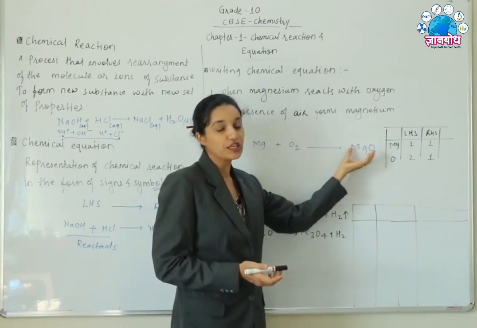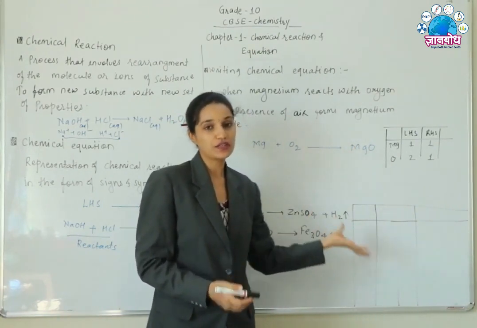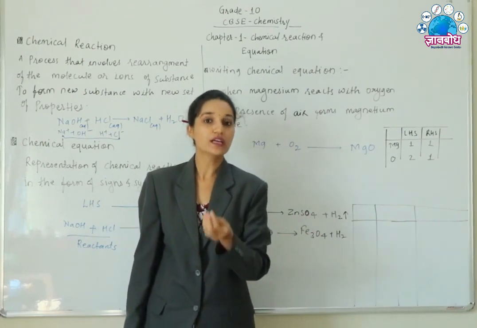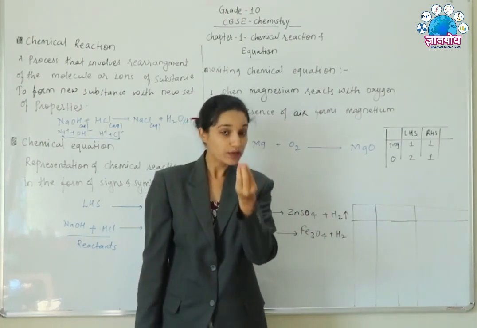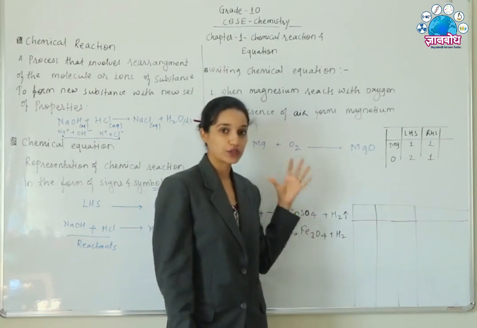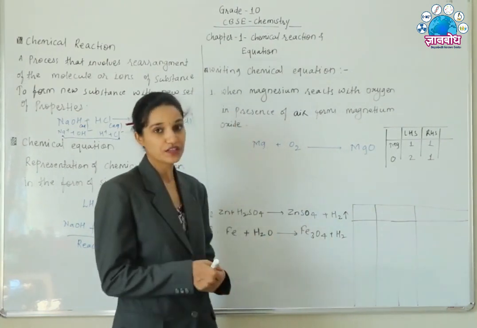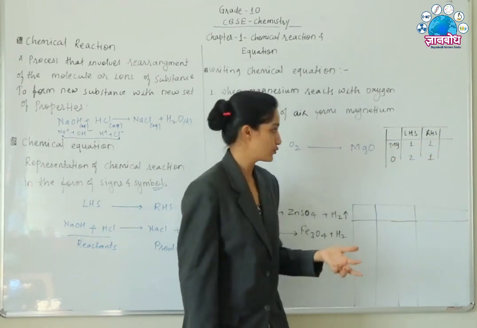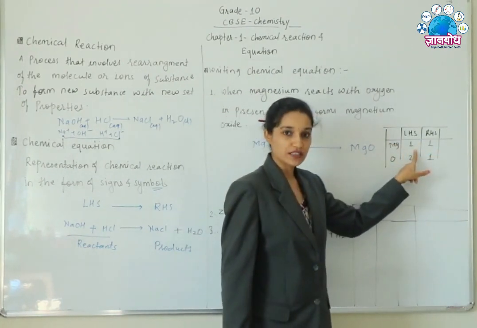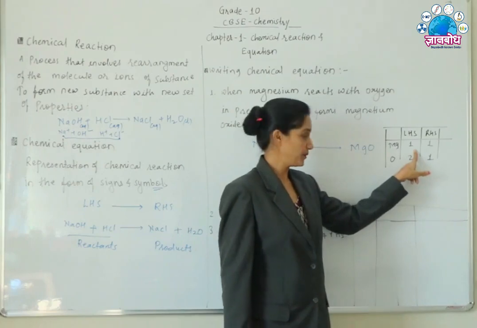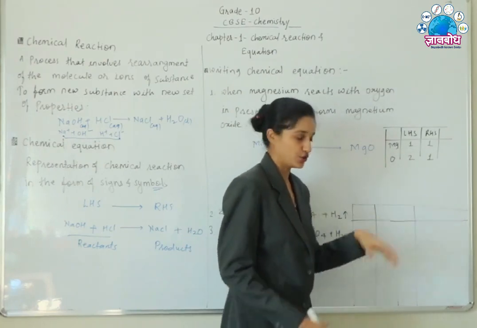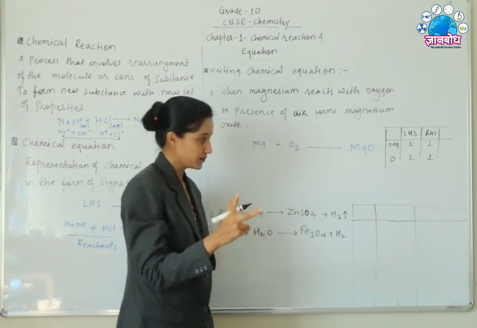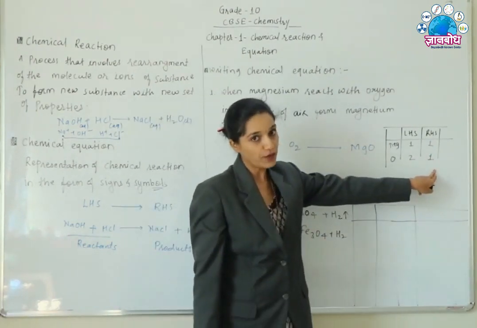What do we have to do then? We have to balance the chemical equation, and then there will be a representation of a proper chemical reaction, and that equation will be called a balanced chemical equation. So how to balance it? Now, very simple maths we have to do here. Magnesium is balanced here, so no need to balance magnesium. Let's balance oxygen first.